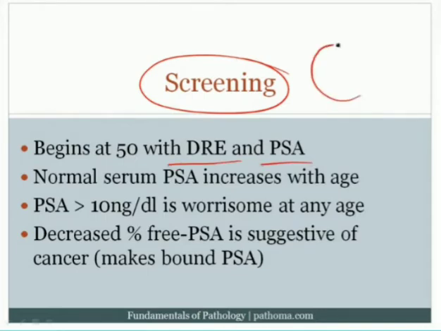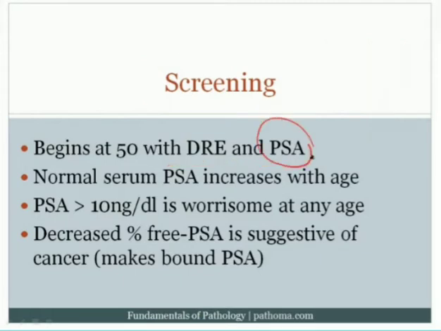Now recall that if this is the prostate here and it sits anterior to the rectum, then the digital rectal exam is actually analyzing the exact location in which prostate cancer usually occurs. Because remember that prostate cancer usually arises in the posterior periphery of the prostate.